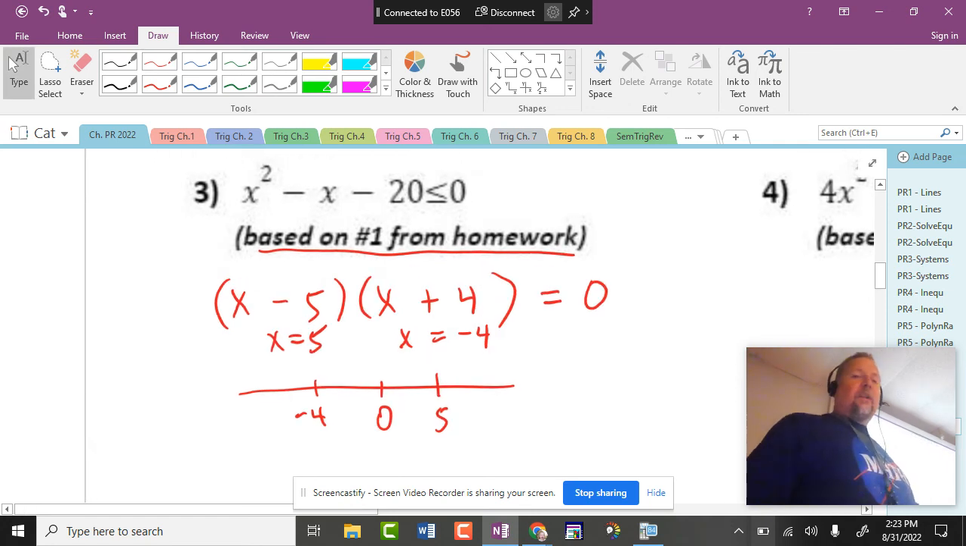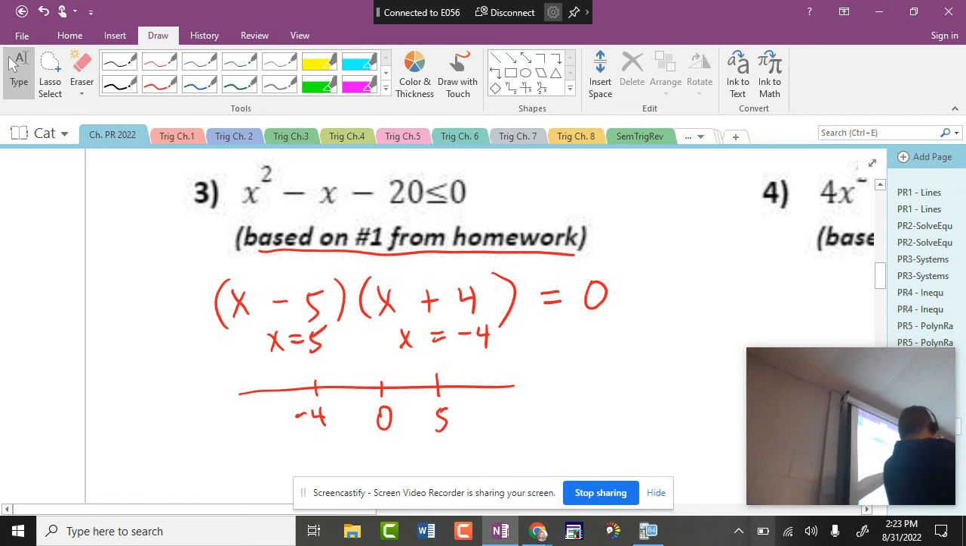And it is in between negative 4 and 5. 0 minus 20 is negative 20. Is negative 20 less than 0? True or false? True. I proved it.